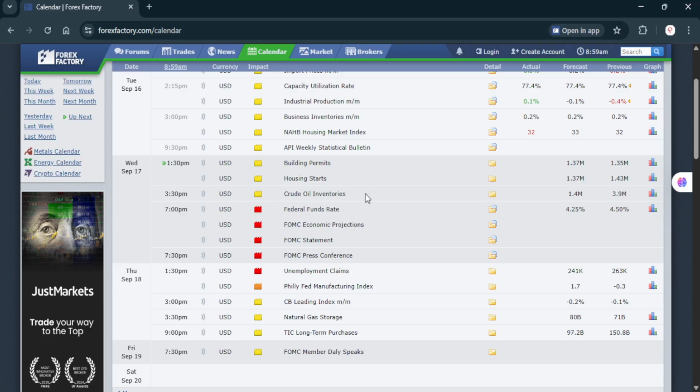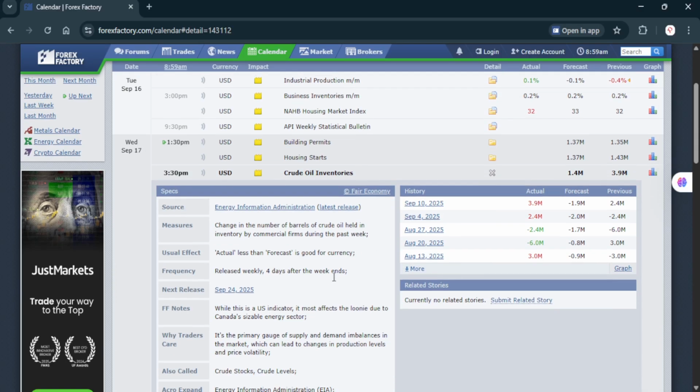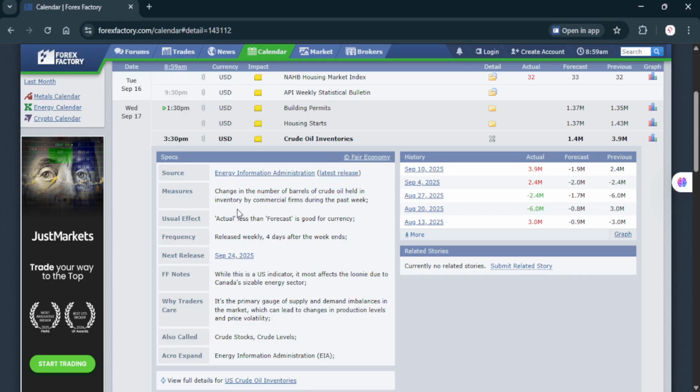So you can actually quickly go to these boxes, this envelope. By clicking on them, you'll be able to know what the news is talking about. Now this is crude oil inventories. You want to know the number of oil that was released in the market, you can just come here and then you read. Here they say change in the number of barrels of crude oil held in inventory by commercial firms during the past week.